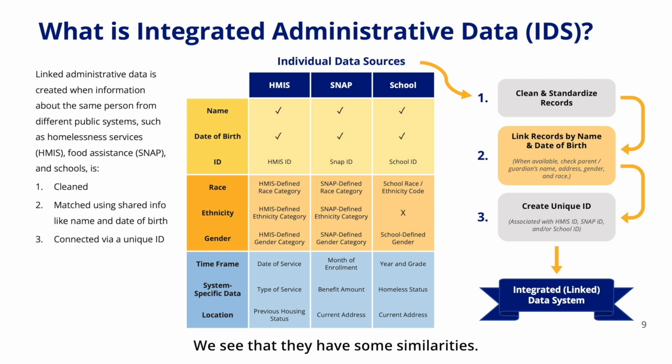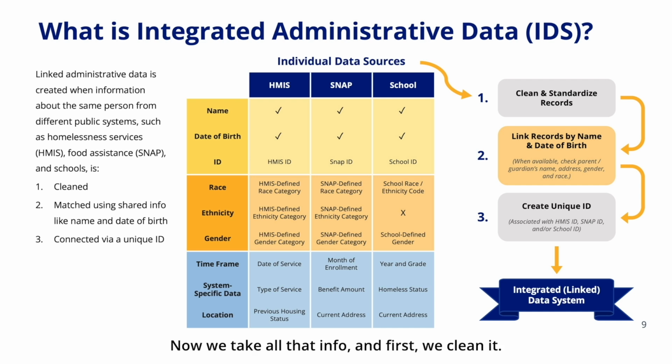We see that they have some similarities. They each contain name, date of birth, and a system-specific ID, and some types of demographic information. Then they have some other data that is specific to the system. For example, HMIS has the date of service, such as the date entered into a homeless shelter, whereas SNAP has the month of enrollment, and school systems have a year and grade someone was in.